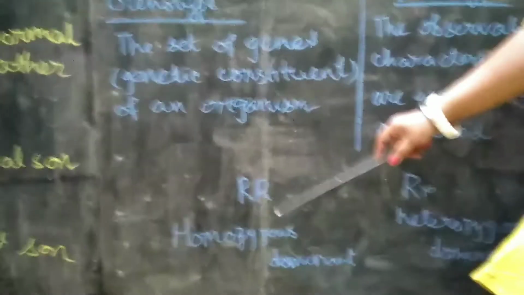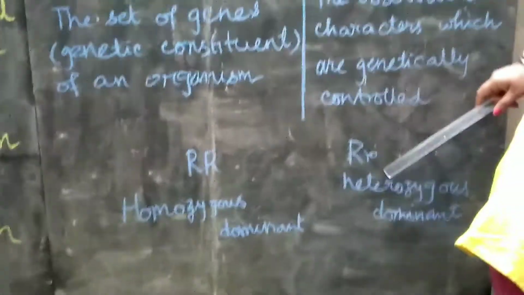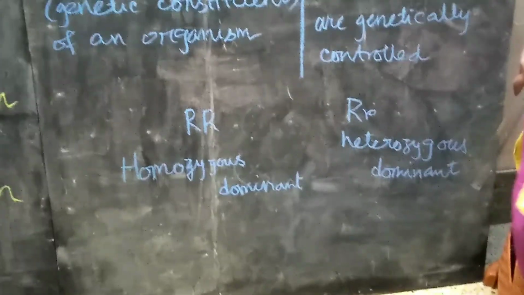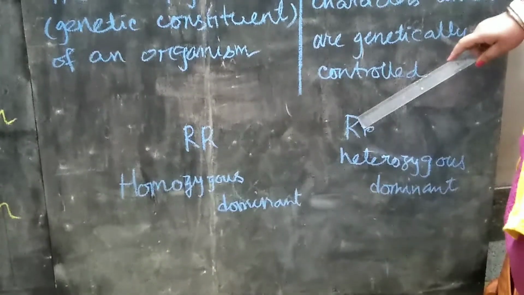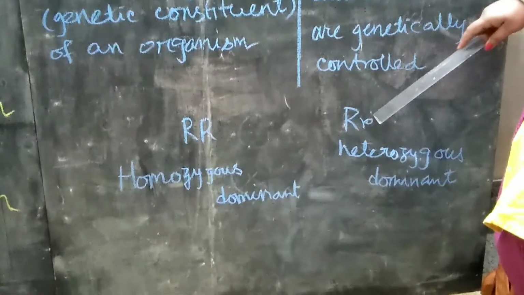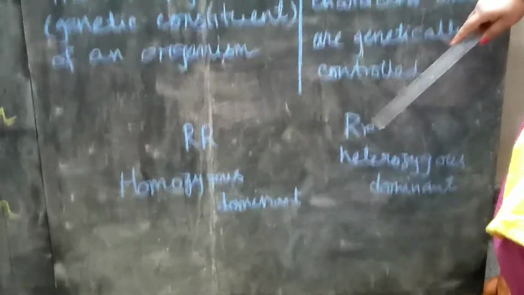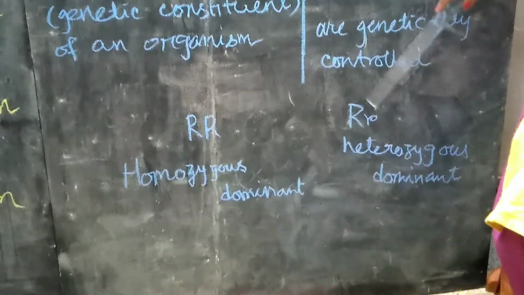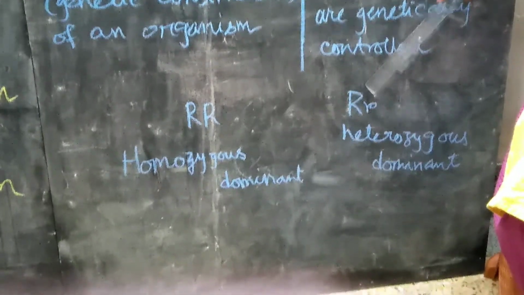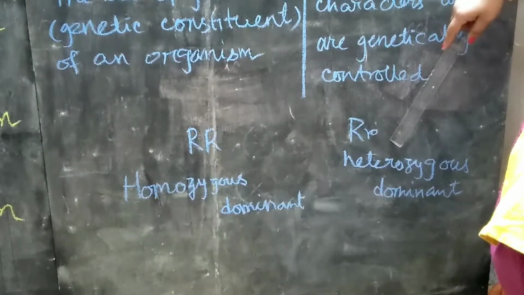Now come to this point. See, capital R and capital R, this is a homozygous condition. Same. But here capital R and small r, this is the heterozygous condition, where one gene, this capital R, is superruling over this small r. So capital R will be the dominant gene and small r will be the recessive gene.